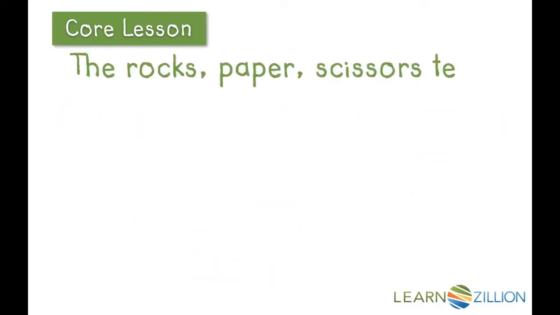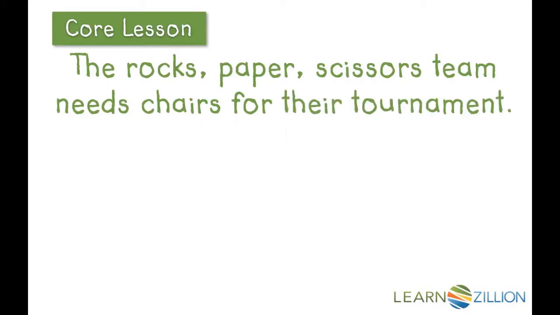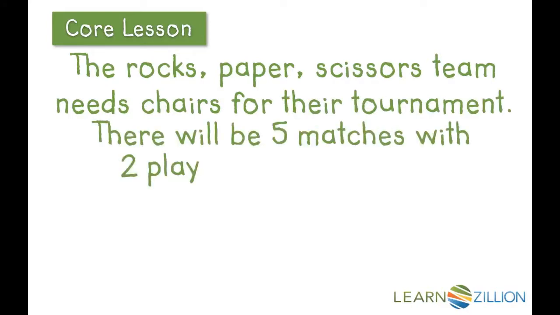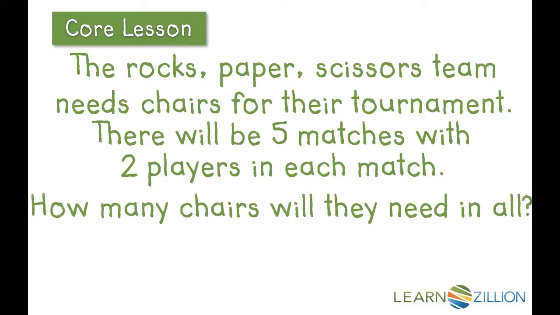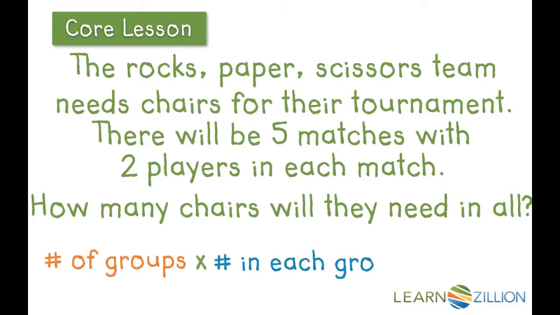Let's look at this word problem. The Rocks, Paper, Scissors team needs chairs for their tournament. There'll be 5 matches with 2 players in each match. How many chairs will they need in all? Well, think back to what you know about multiplication. There's number of groups, number in each group, and number in all. So even though I don't see the word group here, I do see chairs they will need in all, which tells me it's going to be either addition or multiplication.